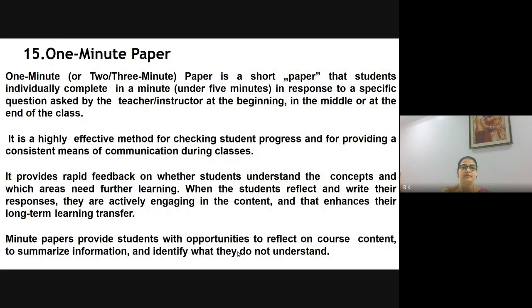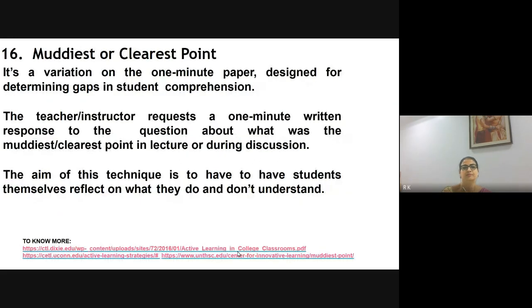The 15th method or technique is called the 1 minute paper. We just say it is 1 minute, but you do it for 2 or 3 minutes. It is a short paper that students individually complete in 1 to 5 minutes in response to a specific question asked by the teacher at the beginning, in the middle, or at the end of the class. It is a highly effective method for checking the students' progress, for providing a consistent means of communication during the classes. Minute papers provide students with opportunities to reflect on the course content, to summarize the information, and identify what they have not understood. And the 16th method is called the muddiest or the clearest point.